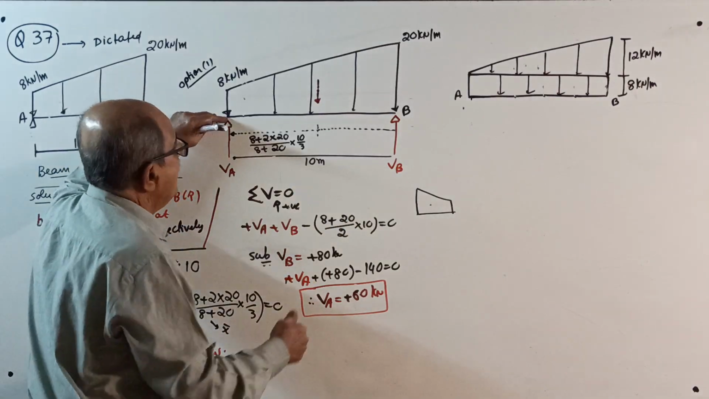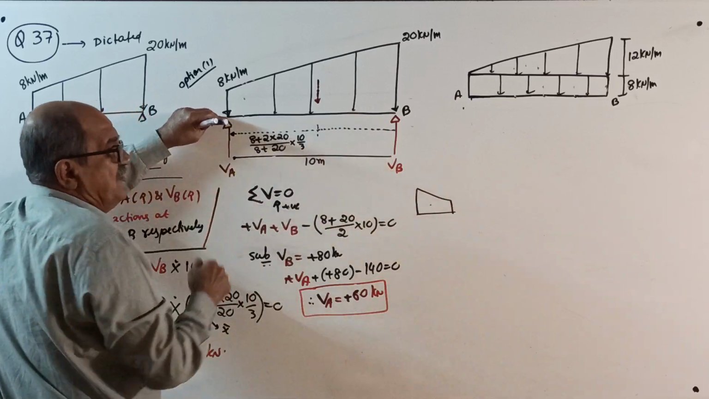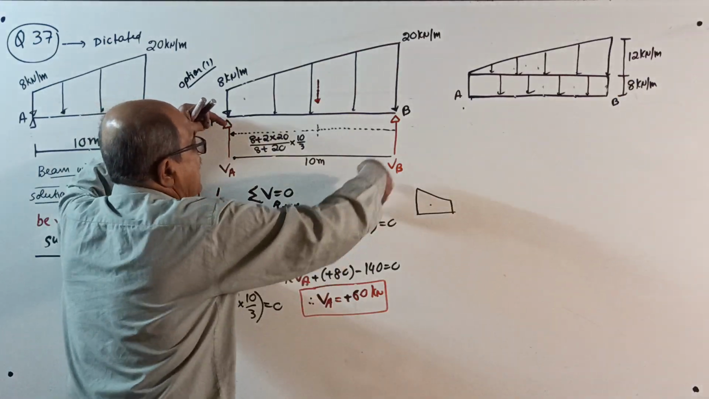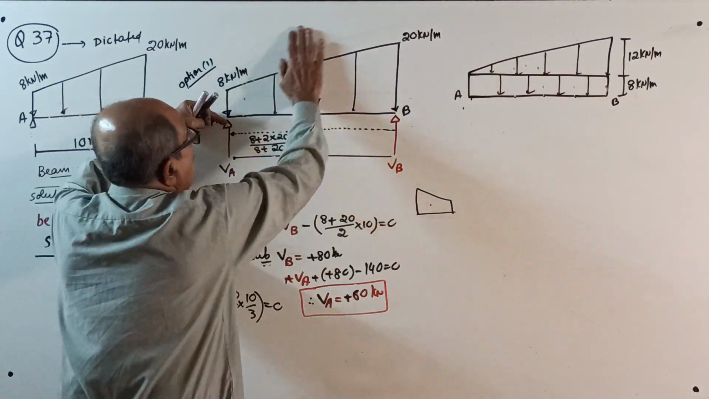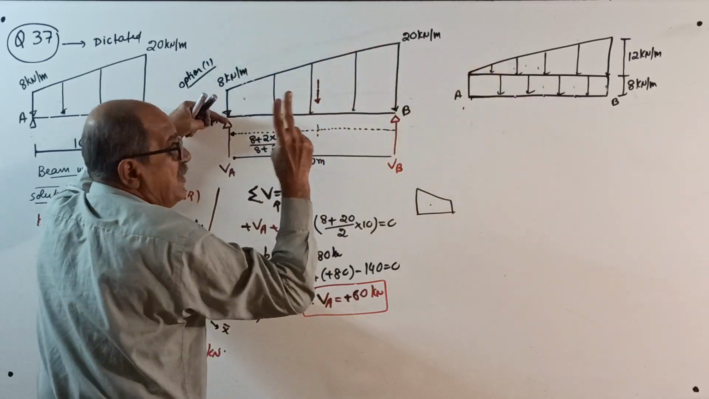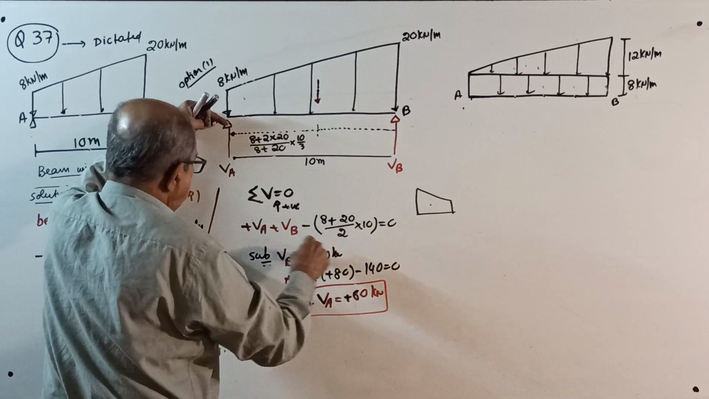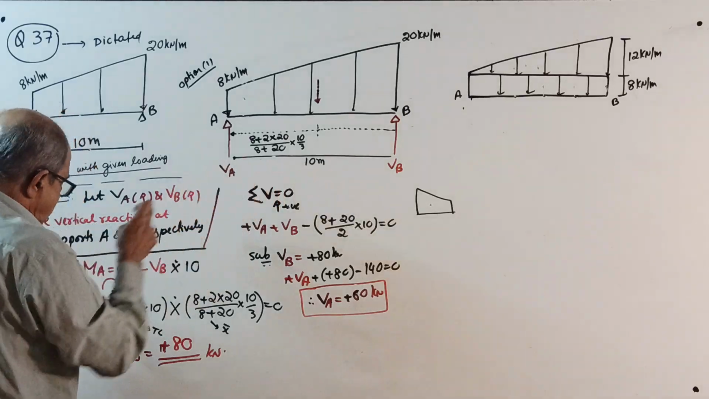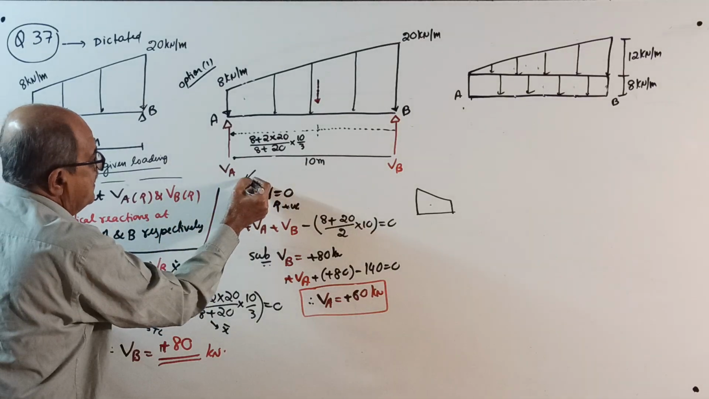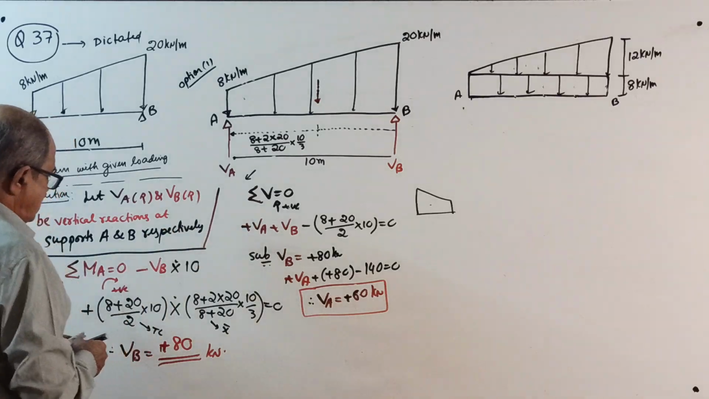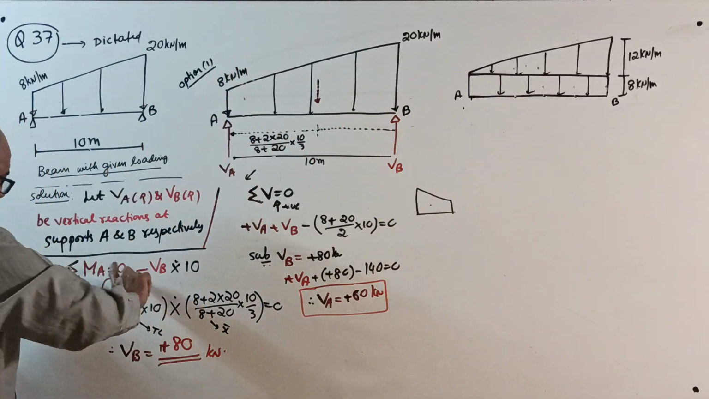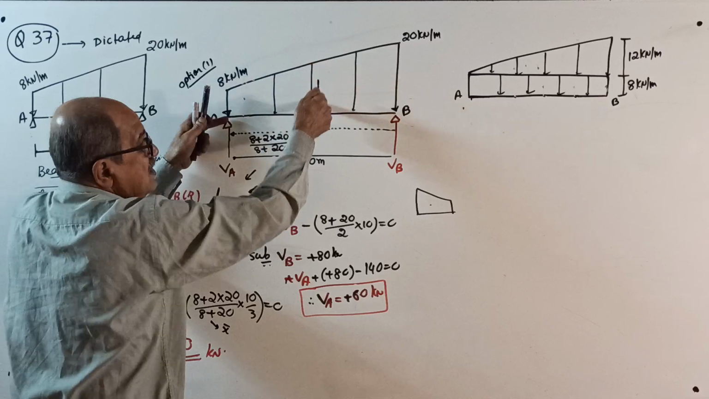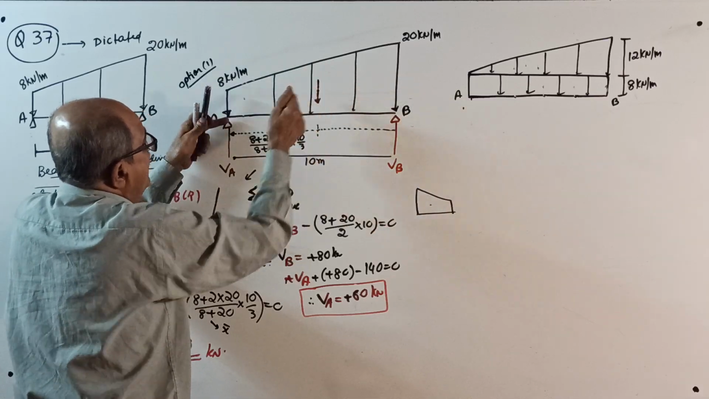Okay, start. Take moment about A. Minus VB into 10. Why minus? I don't know how many times I told it. So, minus VB into 10 plus the total load, (8 plus 20) divided by 2 into 10, into, from here, the distance to the line of action of the total load, that is through the centroid, this distance. After the sketch, first come here, then go that side.